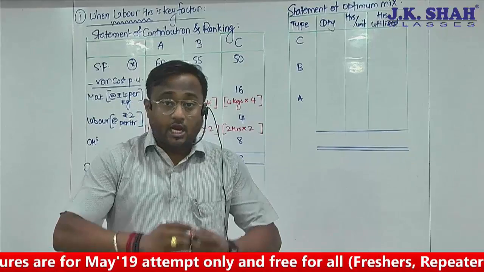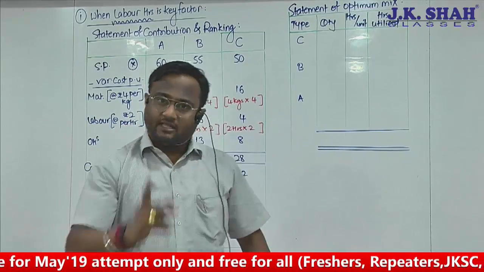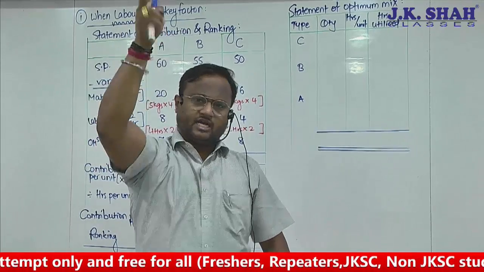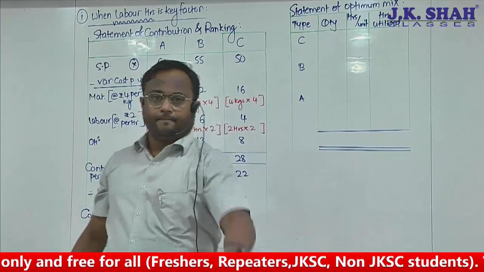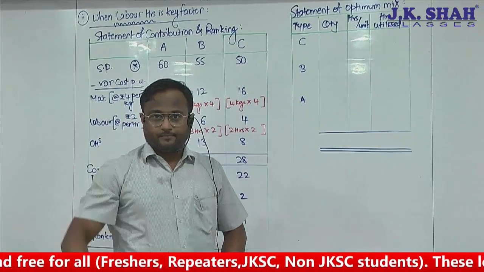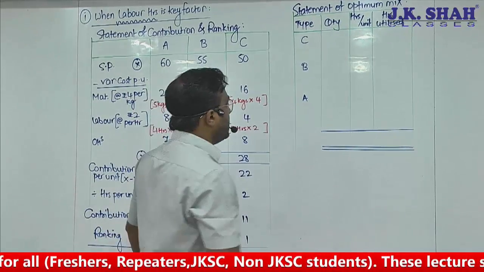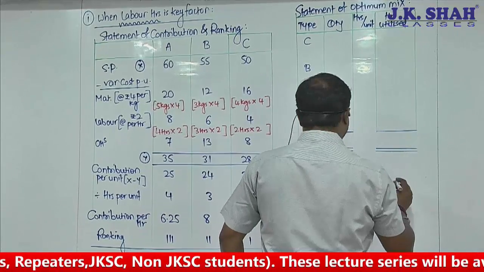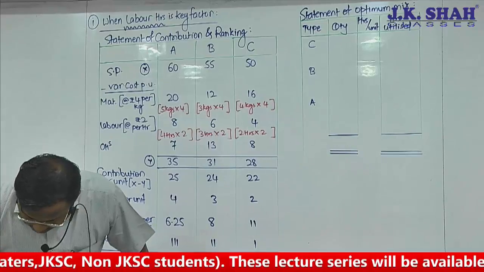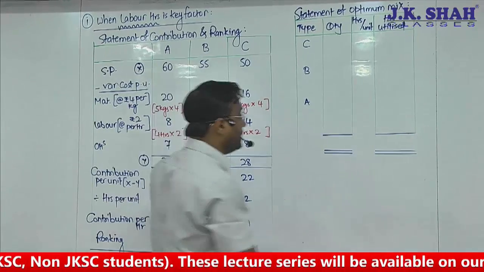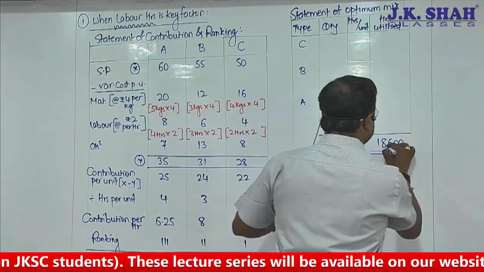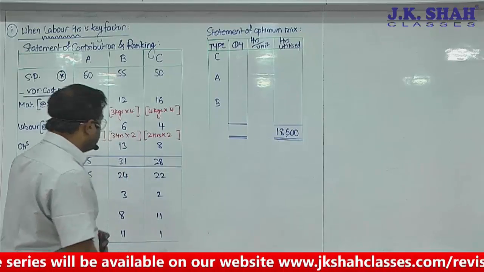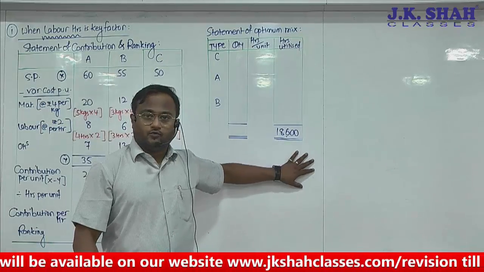Question is not telling you, okay, so much of units you have to produce. In that case, I would have first produced that. There is no restriction on A. So first priority C, second priority B. If time permits, I'll go for A. Correct? So how many hours are available? What is the key factor? 18,600. Okay. 18,600 hours are available. So finally we have got to know, this is the ranking, this is what we have.